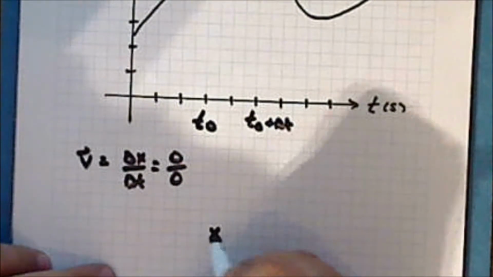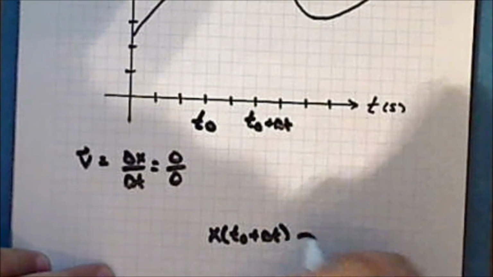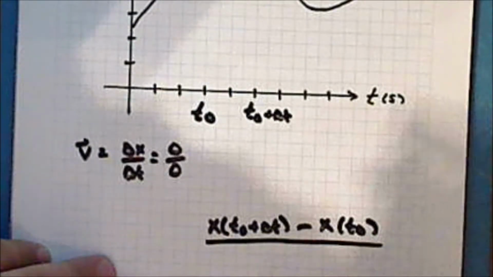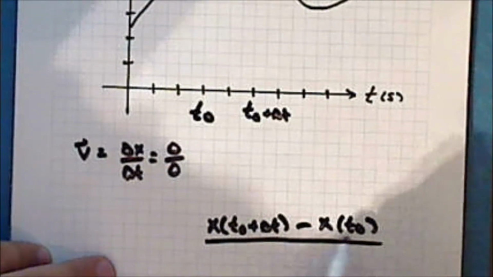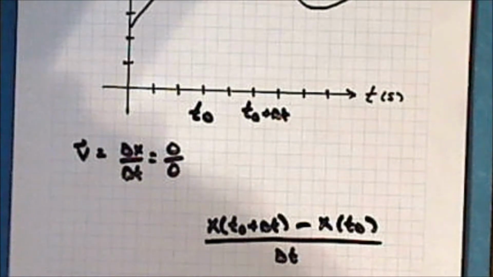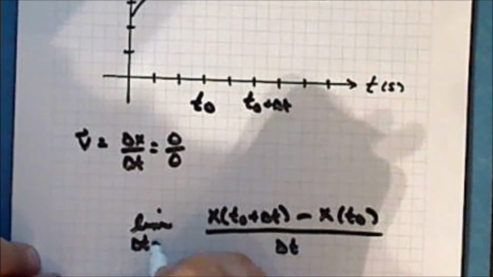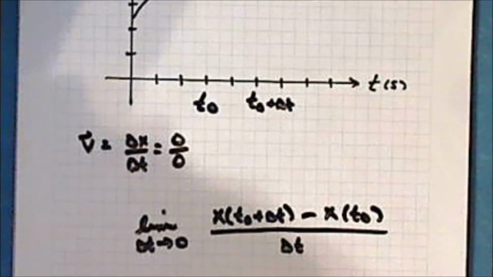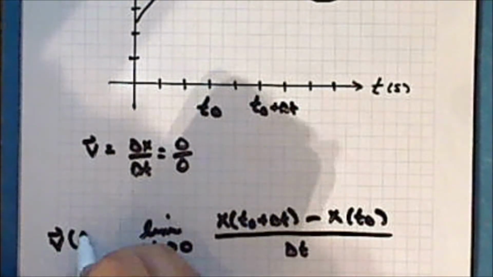We have that the position at the time t sub naught plus delta t minus the position at the time t sub naught, divided by the total time interval, t sub naught plus delta t minus t sub naught, which is simply delta t, is the average velocity between these two points. Now if we take the limit as delta t approaches 0, then we have what is called the instantaneous velocity of the point, or rather of the particle at the point t sub naught.